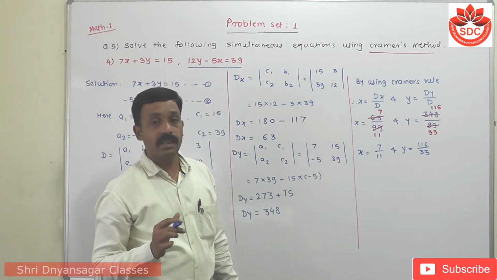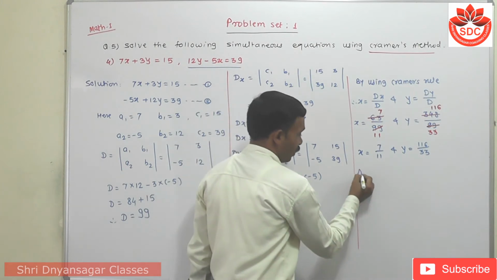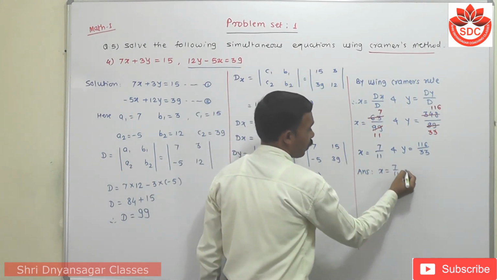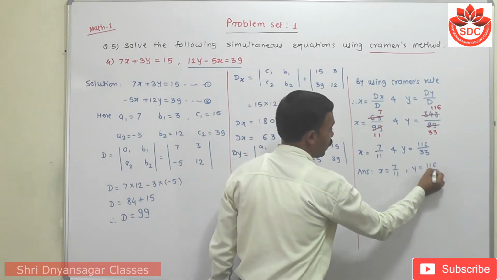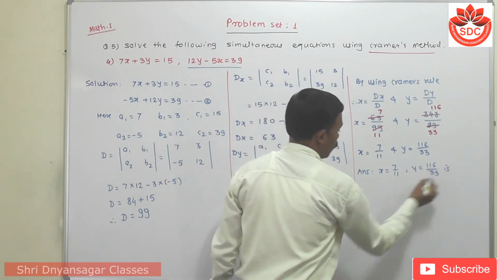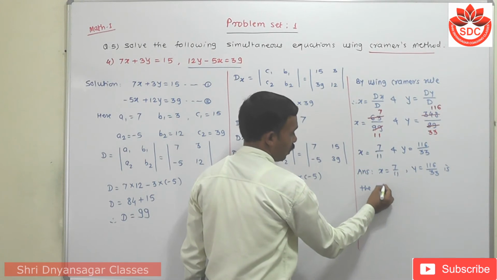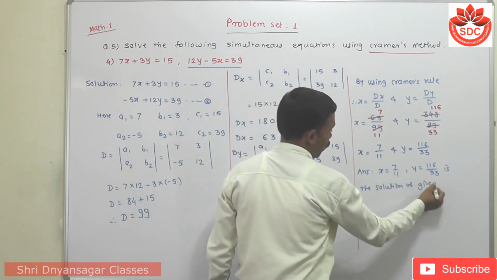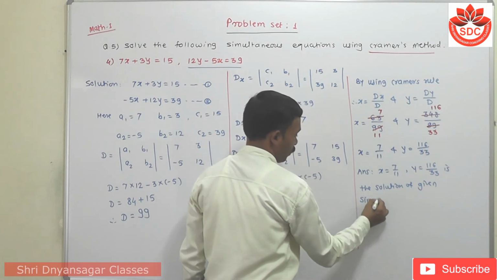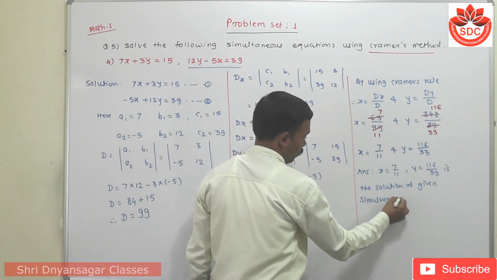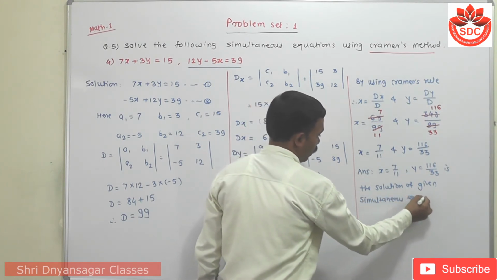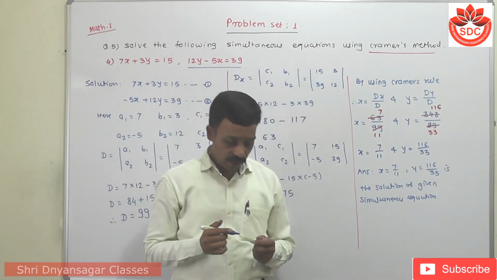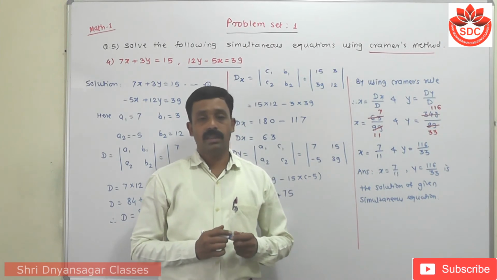So we write the answer in a full sentence. Answer. Here x is equal to 7 upon 11, comma y is equal to 116 upon 33 is the solution of the given simultaneous equations by using Cramer's rule. Can you understand this? Okay, let's see the next question.